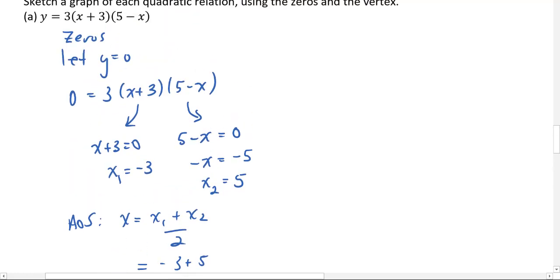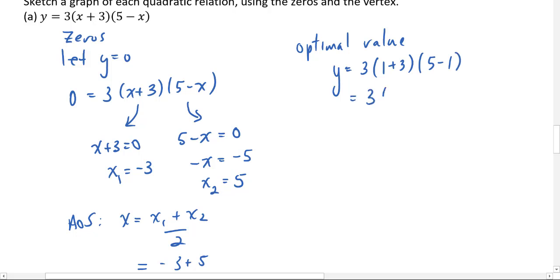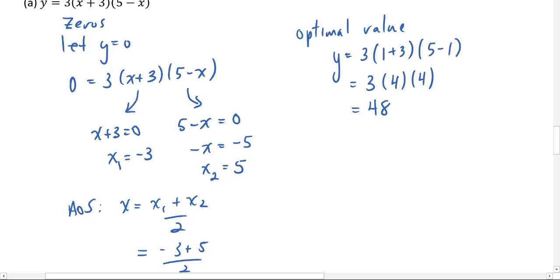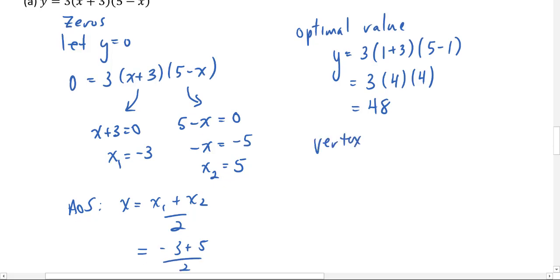Now that we have the axis of symmetry, we can get the optimal value. Remember, we sub the axis of symmetry into the equation for y. So we get y equals 3 times (1 plus 3) times (5 minus 1), which equals 3 times 4 times 4. We get 16 times 3, which is 48. And now we have the vertex. The vertex is going to be the axis of symmetry and the optimal value.